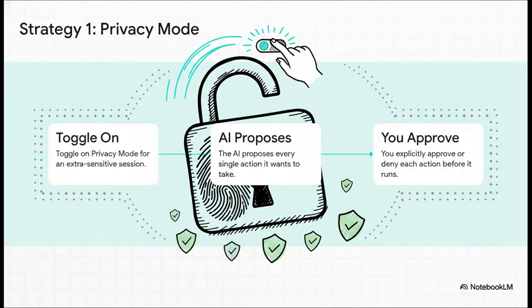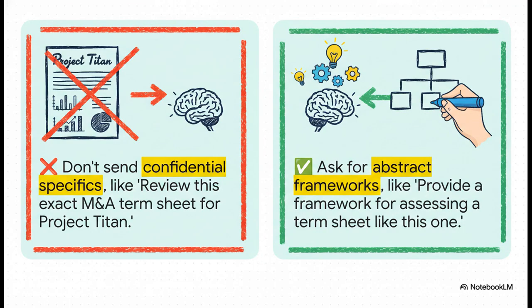The first strategy is called privacy mode. Think of this as putting your AI assistant into manual transmission. When you toggle it on, absolutely nothing happens without your explicit permission. The AI will propose every single action it wants to take, and you are the gatekeeper. You approve or deny each step before it runs. It's the ultimate safety.